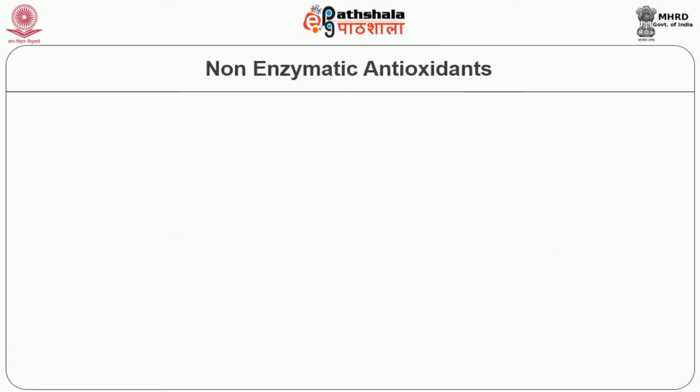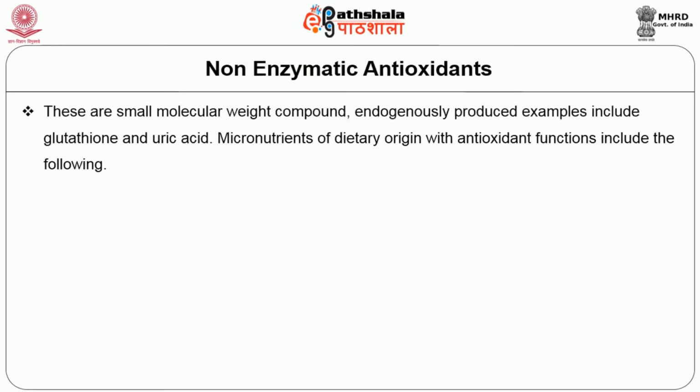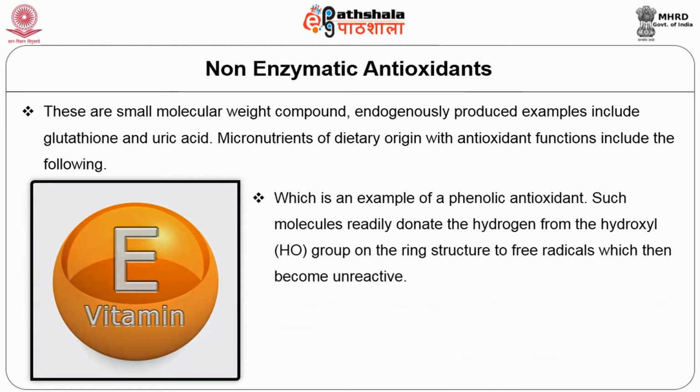Non-enzymatic antioxidants. The non-enzymatic antioxidants are small molecular weight compounds endogenously produced, with examples including glutathione and uric acid. Micronutrients of dietary origin with antioxidant functions include the following. First is vitamin E, which is an example of a polyphenolic antioxidant. Such molecules readily donate the hydrogen from the hydroxyl group on the ring structure to free radicals, which then become unreactive.